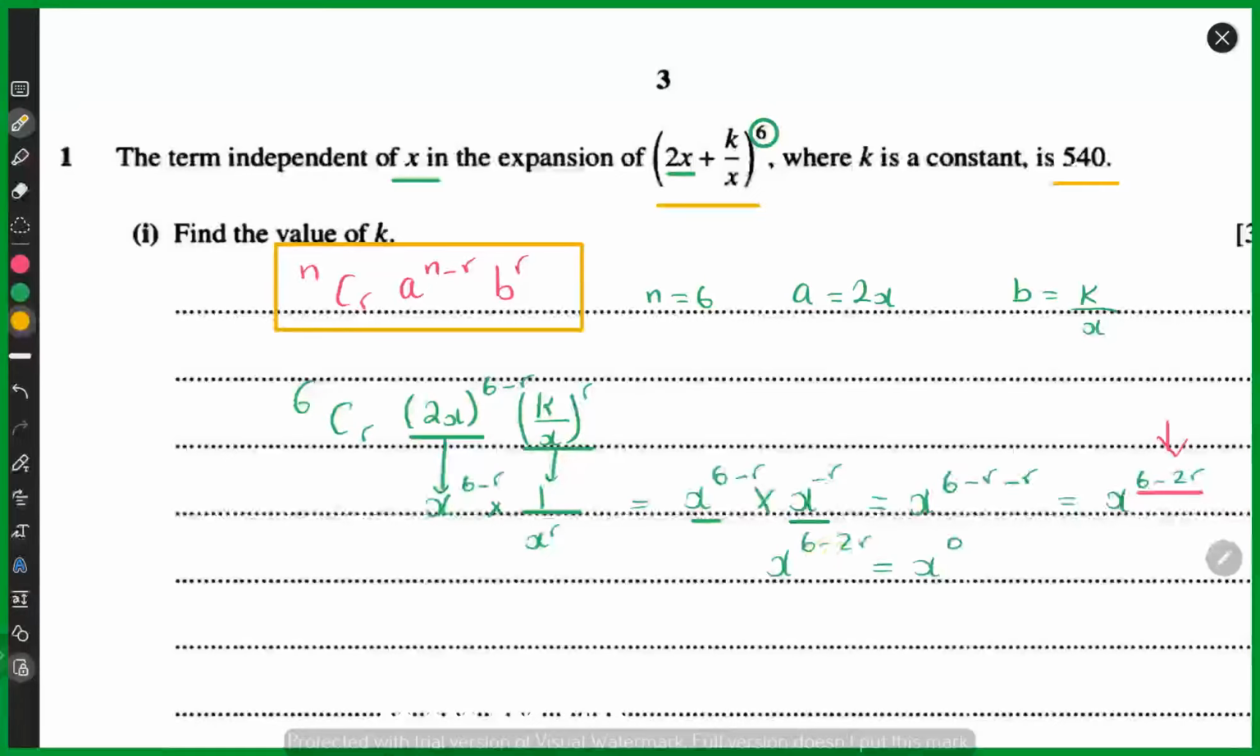At this point, I need to equate this to this. And what am I going to get? 6 minus 2r is equal to 0. 6 is equal to 2r, and r is equal to 3. This is what I am going to get. Okay, so r is equal to 3. I'm not done yet. I'm supposed to plug in r equals 3 now, and the constant term is given. I'll equate it, and then this is going to give me the answer.